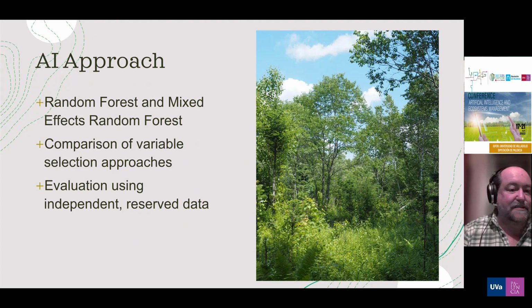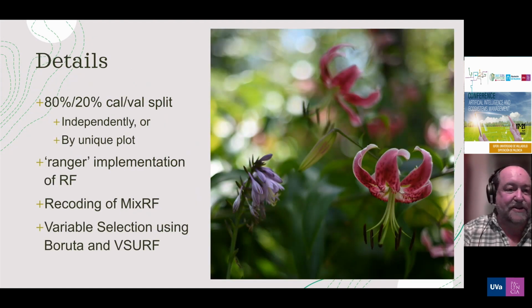We're going to look at some variable selection approaches. Now, these unfortunately rely on the simple random forest, but we'll see what they tell us. And we're also going to do some evaluation using independent reserved data because we can't necessarily rely on the out-of-bag predictions from random forest. Details, we did an 80-20% calibration validation split of the data.